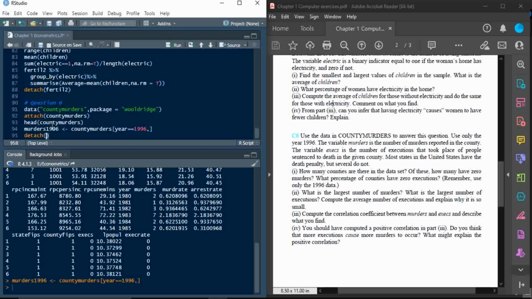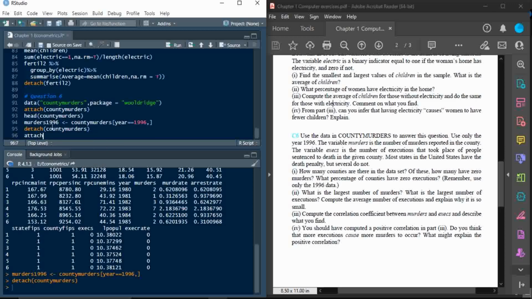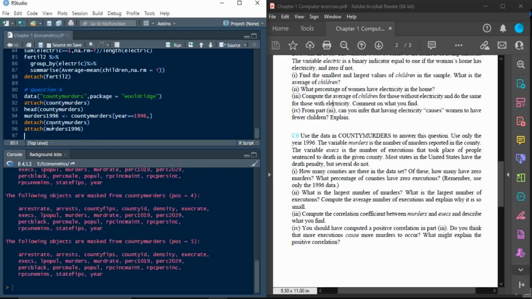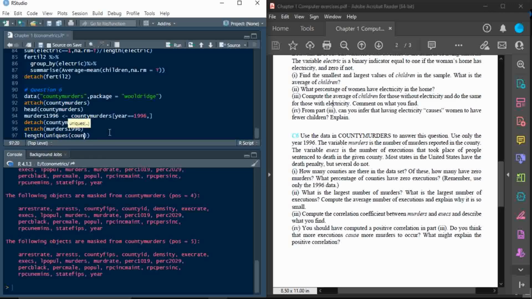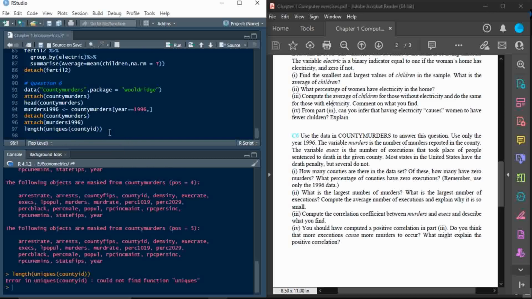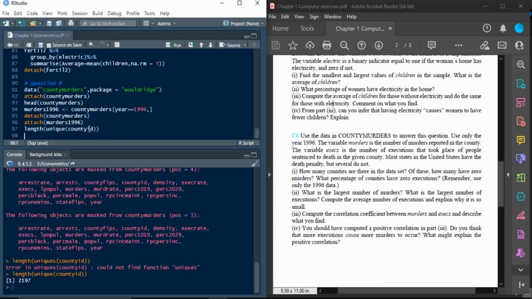So let's detach the previous dataset first, and then we will attach this new dataset. Okay, now we can solve the problem. How many counties are there in the dataset? So we can use the function from base R by the name of length, and then unique county ID. There are 2197 unique counties in this dataset.